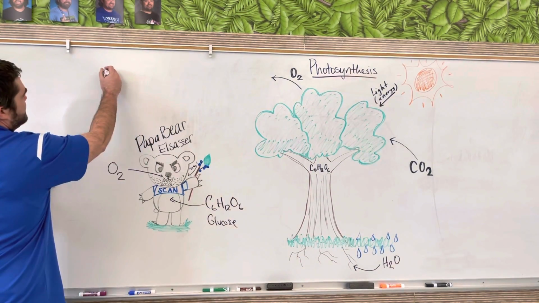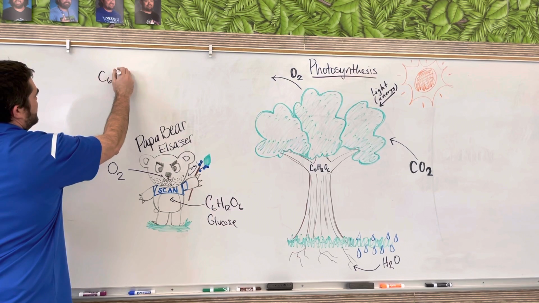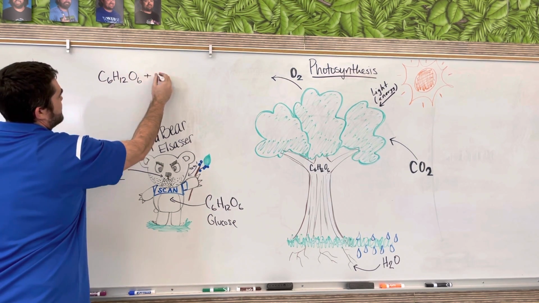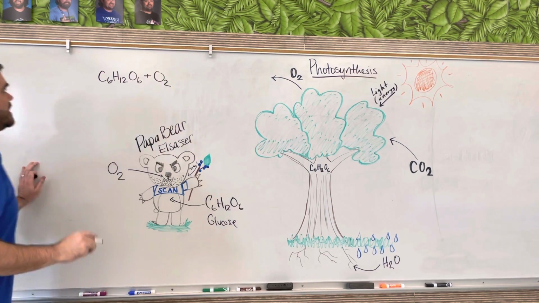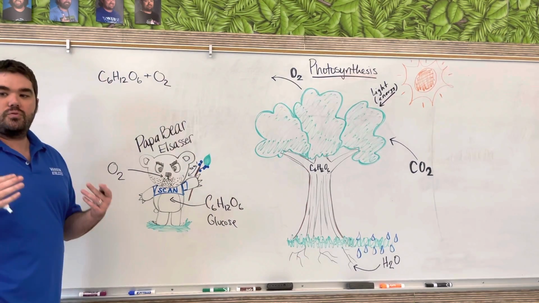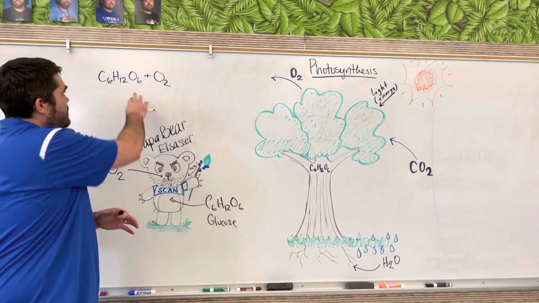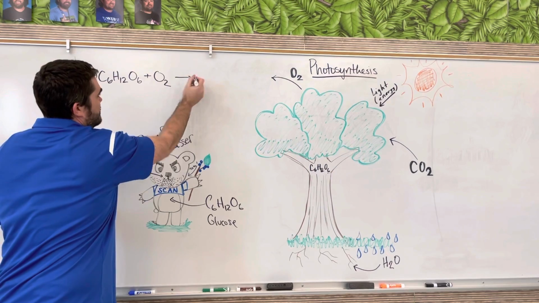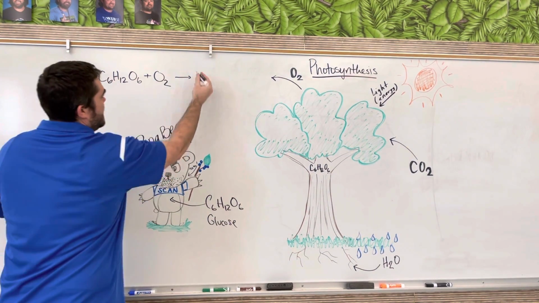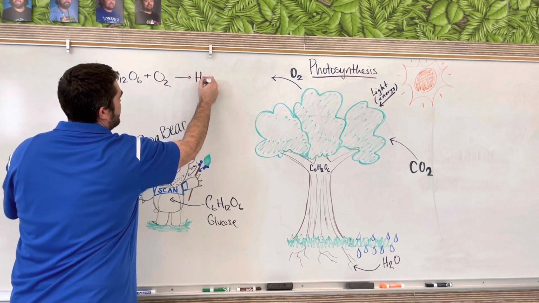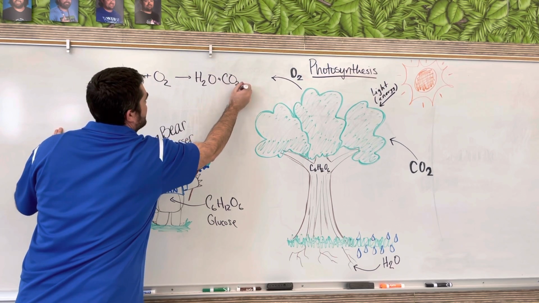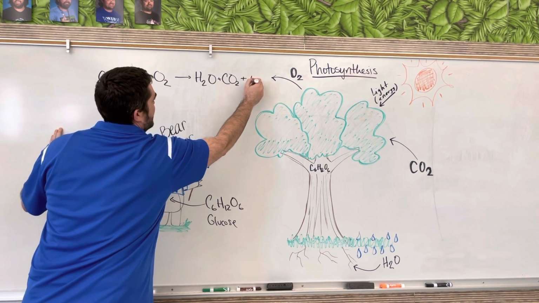So you have C6H12O6 plus oxygen. Okay, so in cellular respiration, these are our reactants. So they're what we begin with, and it's going to create something else, which are called products. What it creates from this is it creates water, H2O, plus CO2, carbon dioxide, and ATP.